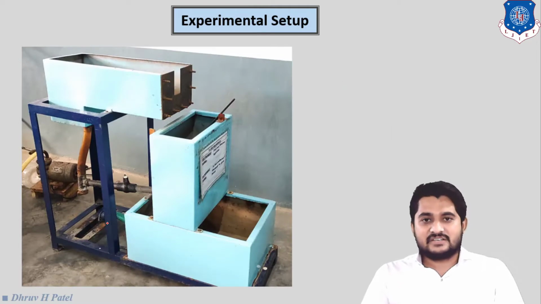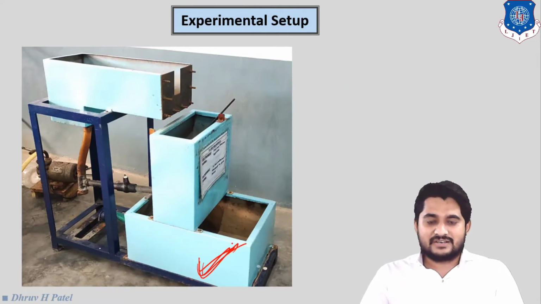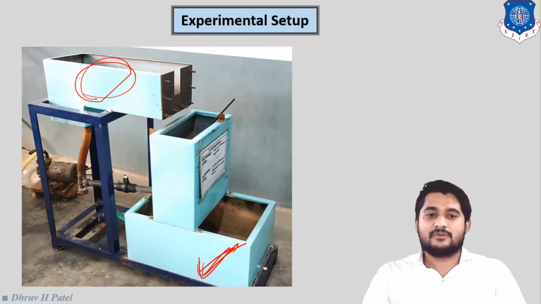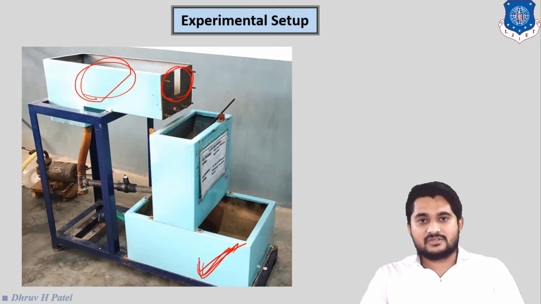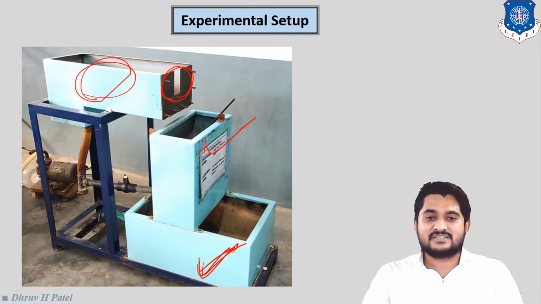So let us understand the experimental setup first of all. So this is our storage tank, right? With the use of the motor, our water will flow to the overhead tank, or we can say the channel, through the suction pipe and delivery pipe, right? This is our rectangular notch. From the rectangular notch, the discharge occurs in this discharge tank, right?